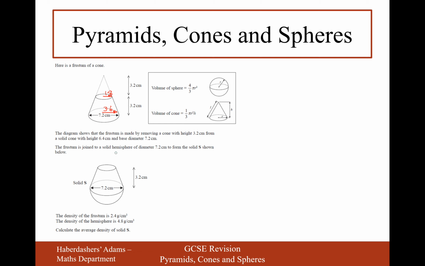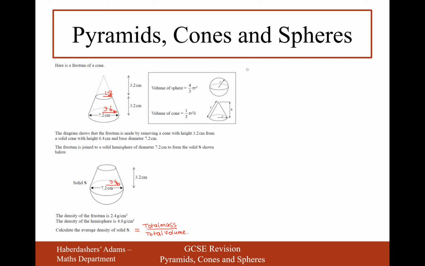The frustum is joined to a hemisphere of diameter 7.2. Again, that would be radius 3.6, as drawn below. The density of the frustum is 2.4. The density of the hemisphere is 4.8. Calculate the average density. Well, the average density will be the total mass divided by the total volume. So when we get to it, that's going to be the formula that we're going to use.